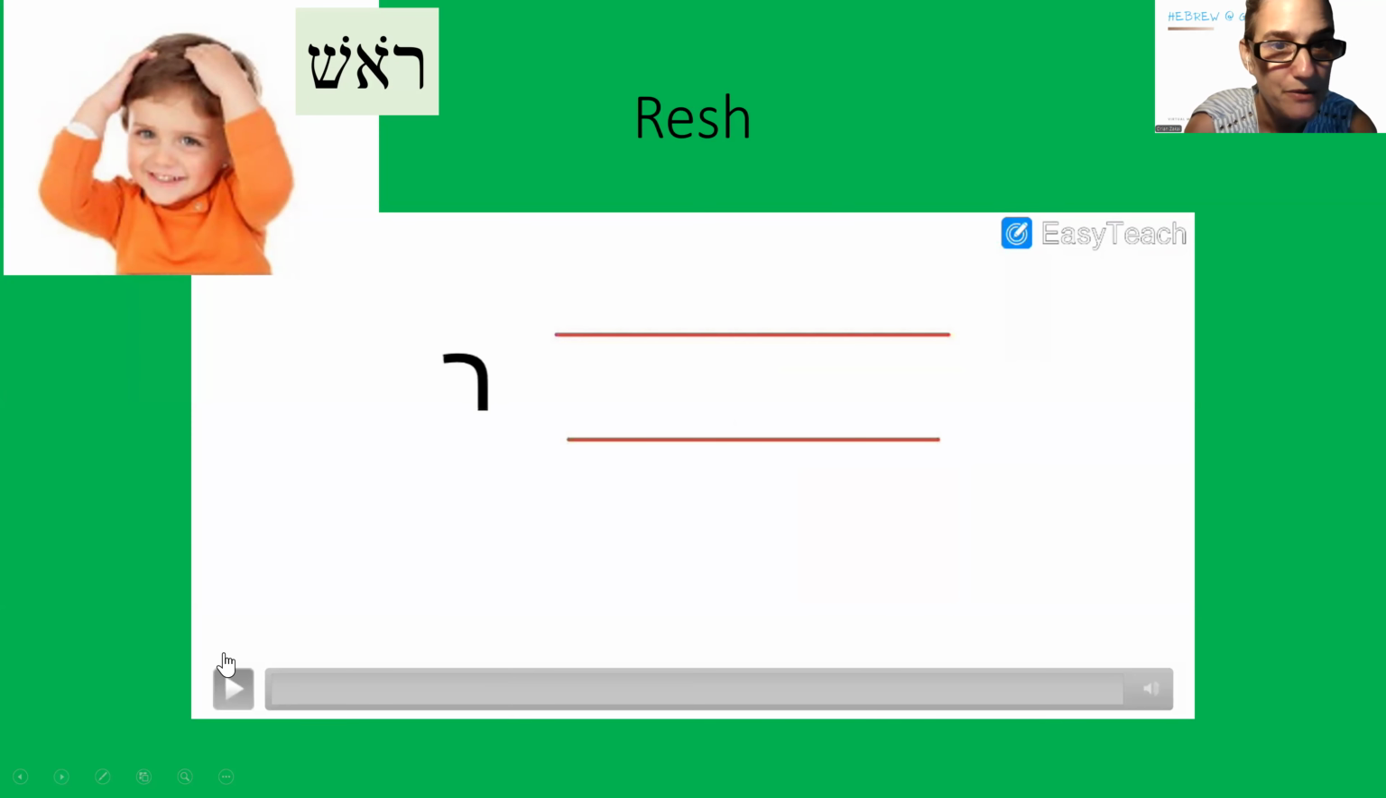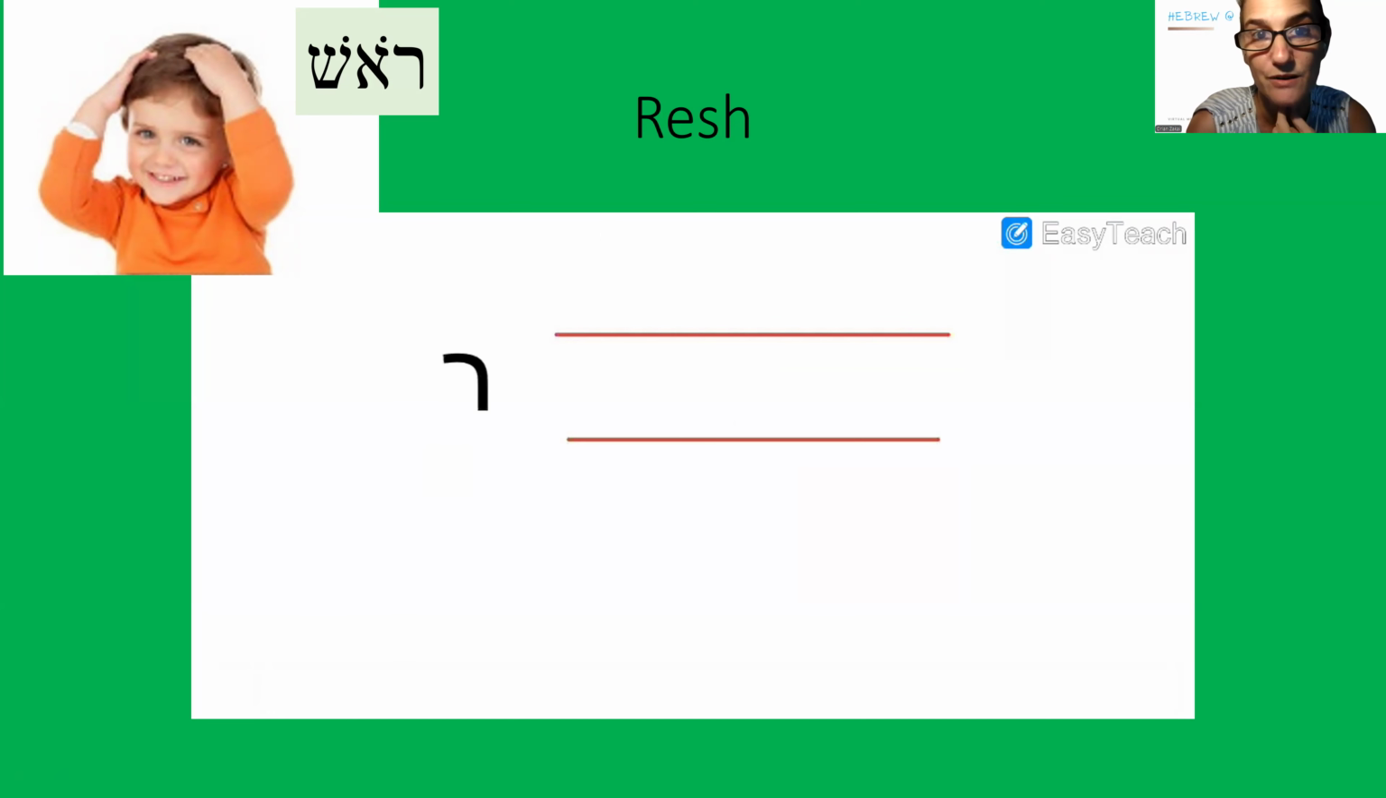Now let's look at our resh. Resh is a letter that some find a little bit hard to pronounce, because you should think of it as an R really, but it's not pronounced like the R in English, with a tone, but as a guttural consonant. So try, and if not, just use the R. It's also okay for now.